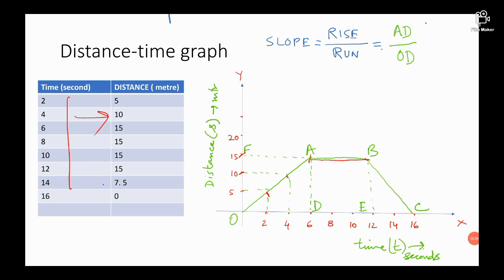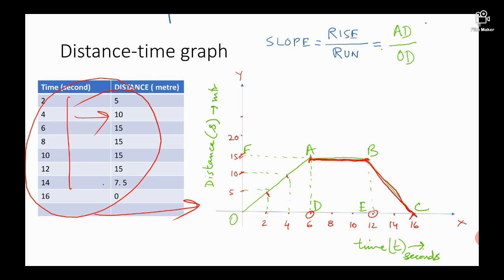Segment AB shows no change in distance of the object. From 6 seconds to 12 seconds there was no change, so this segment shows that the object was at rest. And then from B to C, the motion was in the opposite direction, because from 15 meters it came to 0 meters. Here we plotted a graph from the given data.